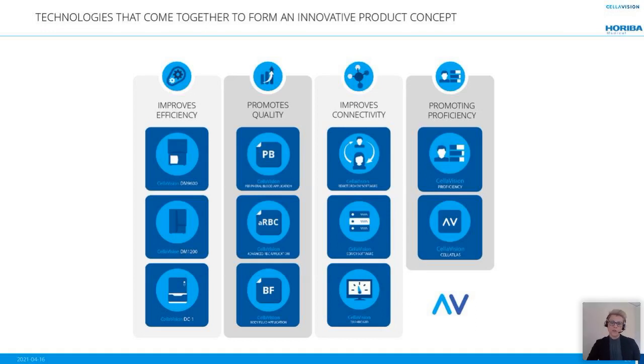When it comes to promoting quality, we have different applications. We have the peripheral blood application, that is the core of the system, that performs a WBC differential. It presents you with an RBC overview and makes it possible for you to report a platelet estimate. Then we have two more advanced applications, the advanced RBC application and a body fluid application. These applications will be described more in depth next week and the week after that.